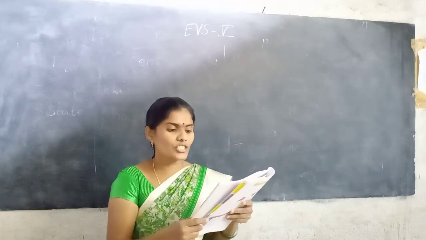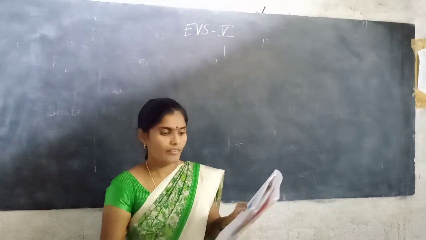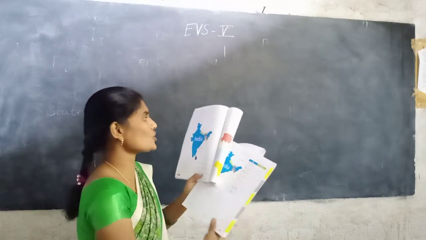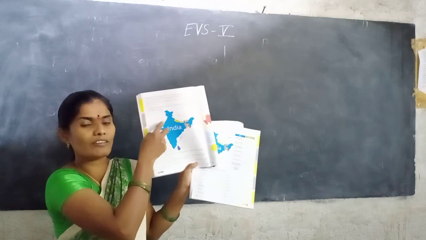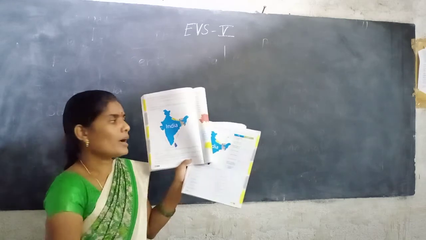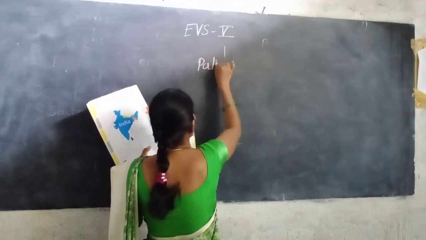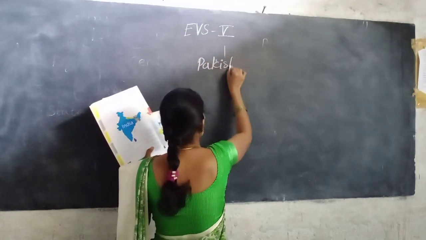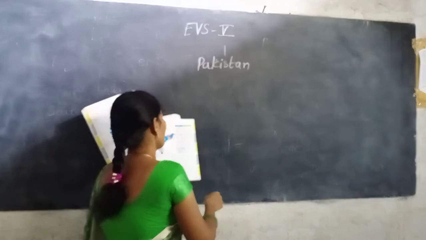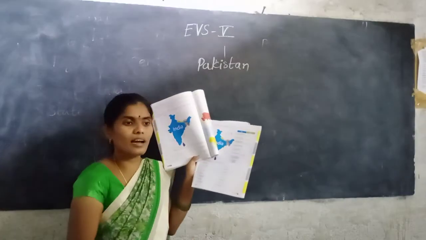First one, western boundary. West side, what is there? Which country is there? Pakistan. Write down the country, Pakistan. West side of our India.